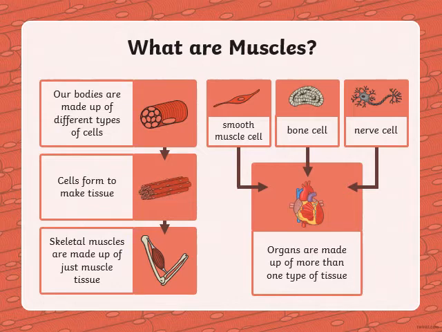We will look a little bit about organs that have got muscles in them, and they're made up of more than one type of tissue. As you can see, they're made up of smooth muscle cell and bone cell and nerve cells as well. And that's going to be part of the muscles that help keep us alive. But we're looking primarily today at the movement aspect, so we're going to be looking at how we are able to move and looking at the skeletal muscles.